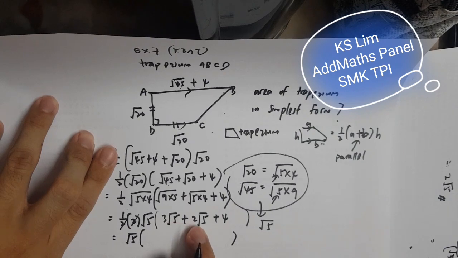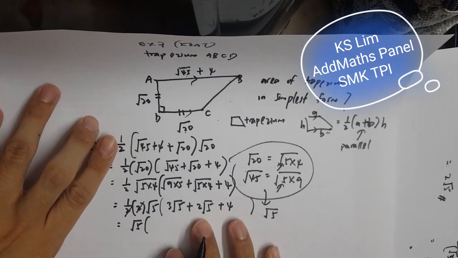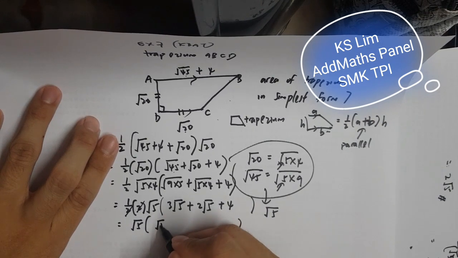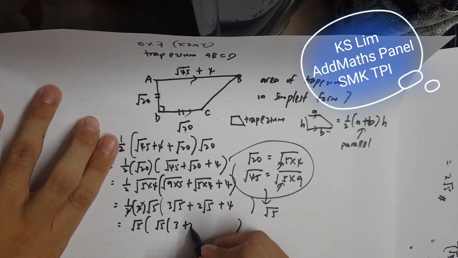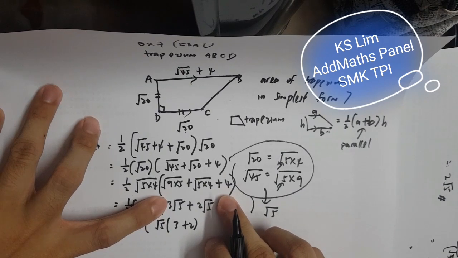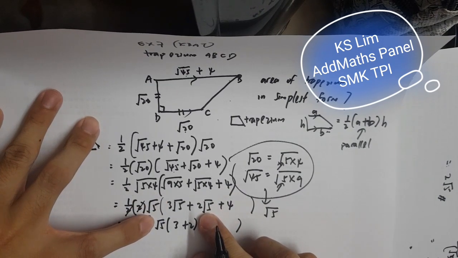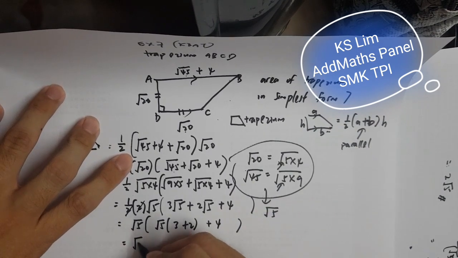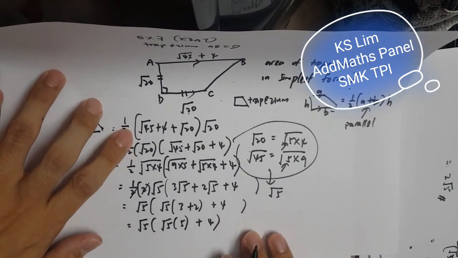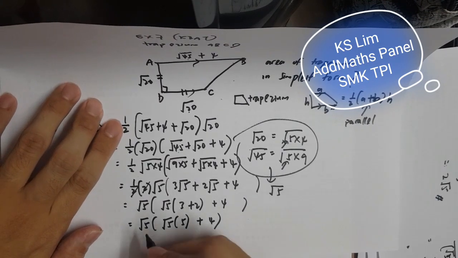3 square root 5 plus 2 square root 5. The common factor is square root 5. So it's square root 5 times 3 plus 2. 3 plus 2 is 5. This adds to this one, common factor. Or I can show the common factor: square root 5 taken out, 3 plus 2. 3 plus 2 is 5. Okay. So now we multiply inside.